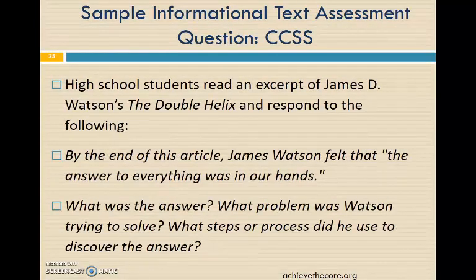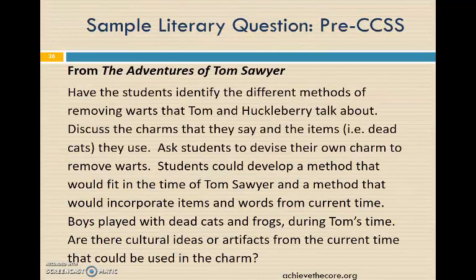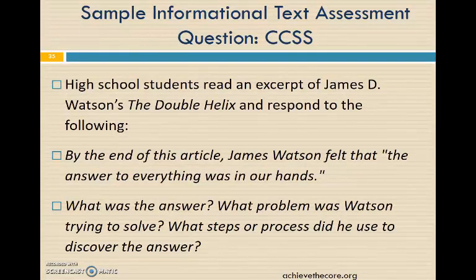Okay, so here are some different questions. By the end of this article, James Watson felt that the answer to everything was in our hands. What was the answer? What problem was he trying to solve? What steps or processes did he use to discover the answer? That's a lot tougher, and that is certainly text dependent.